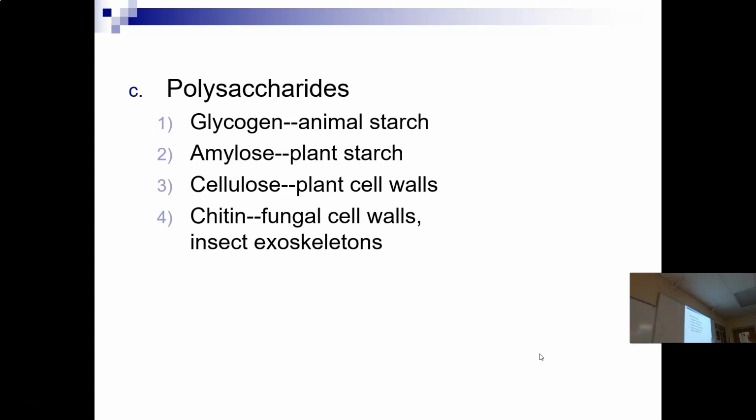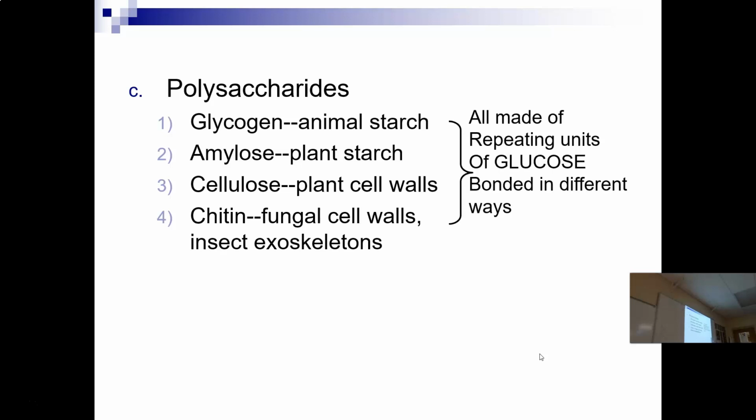So glycogen and amylose couldn't be more different from cellulose and chitin, and yet they're all made of the same stuff. They're all just made of glucose. The difference is in how those bonds are formed, between which atoms those bonds are formed. Obviously, cellulose and chitin are bonded together much more tightly, much harder to break down than the easily broken down glycogen and amylose.